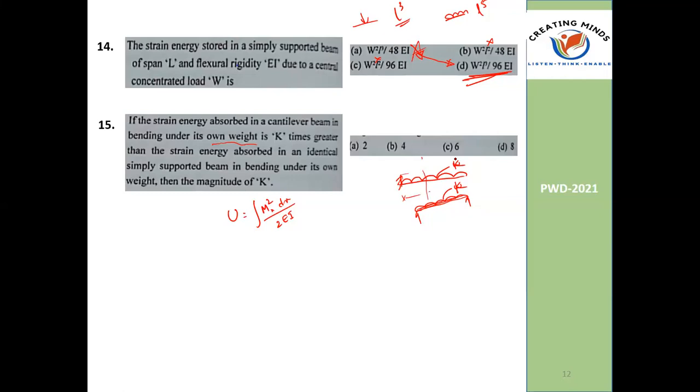6 is the answer. What is the equation for cantilever subjected to UDL? W square L power 5 divided by 40 EI. For simply supported, W square L power 5 divided by 240 EI. EI cancels, everything cancels, and taking the ratio, 240 by 40. How much? 6. Strain energy absorbed in identical simply supported beam gives 240 by 40, so 6.